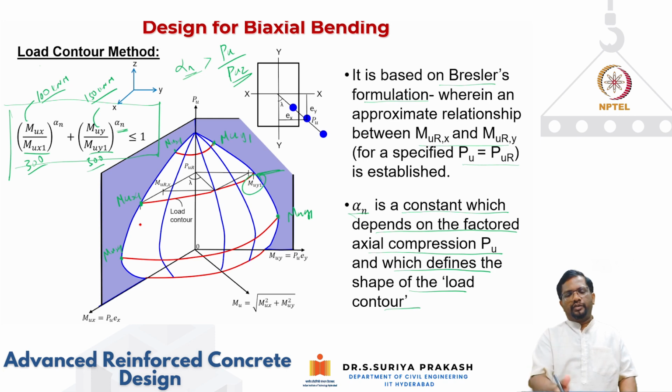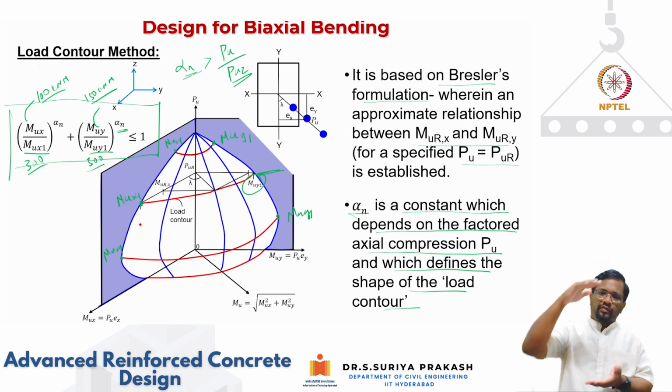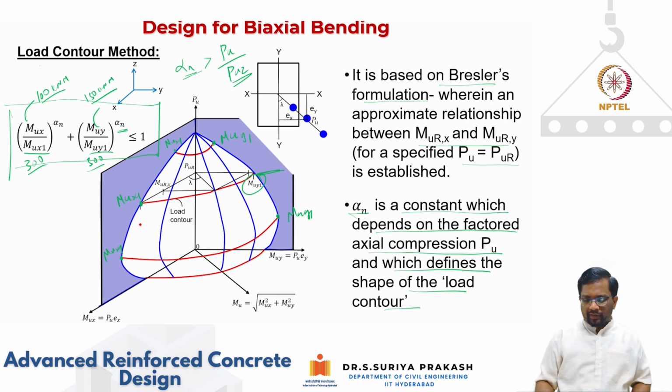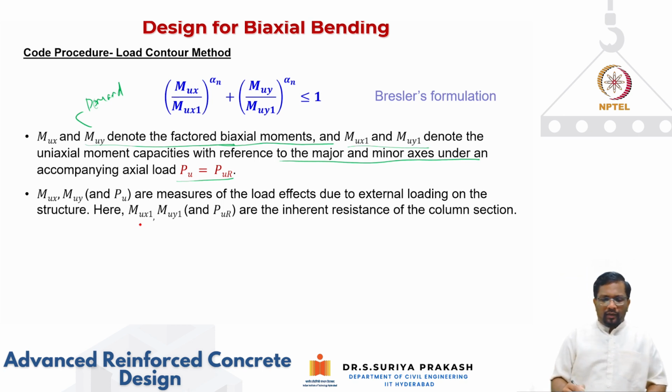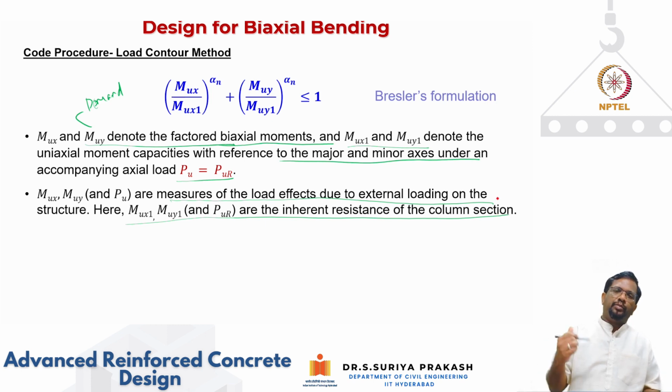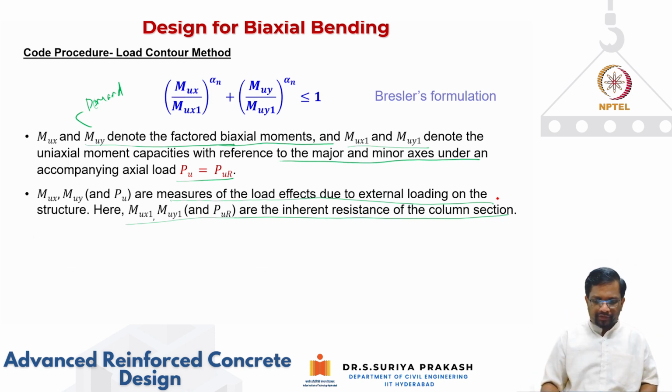So that is what it is saying. Again, the uniaxial bending moment capacity for a particular cross section is a function of the axial compression acting at that cross section. So MUX and MUY are measures of load effects due to external loading, and MUX1 and MUY1 are the inherent resistance of the column capacity. These are uniaxial bending moment capacities about both axes for a particular level of axial compression, right?